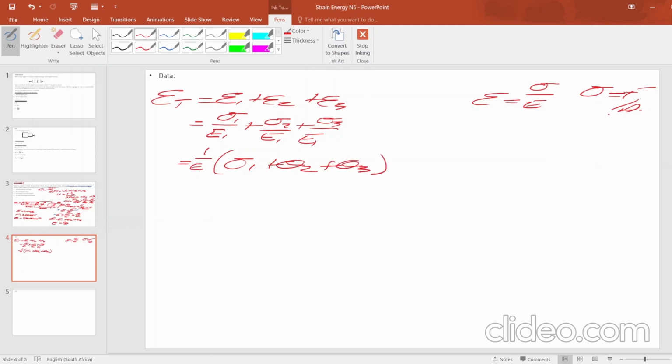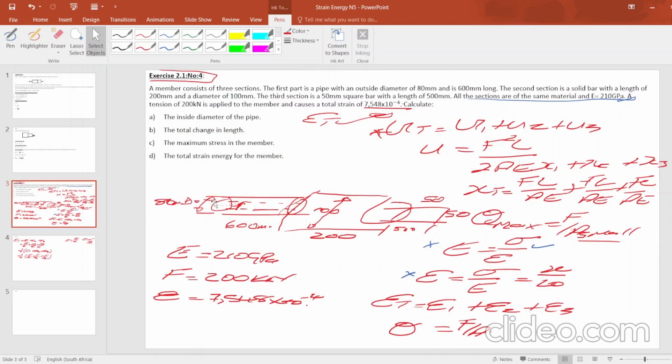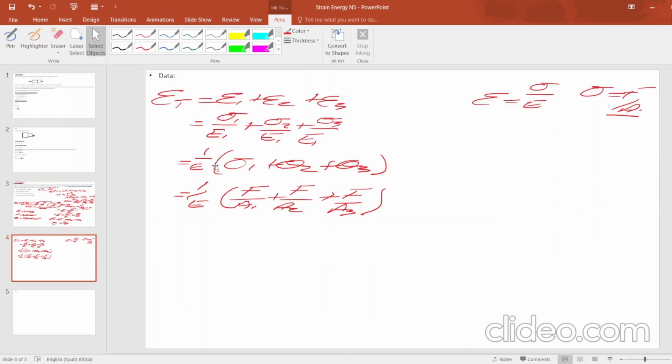Now, how do we calculate stress? This is the formula for calculating stress. Now, I have 1 over E times force over area 1 plus force over area 2 plus force over area 3. The force is common as well, because the force applied here, we are told, is the tensile force. As a result of the tensile force, it will cause the strain on unit 2 and unit 3. Right, this is what we have.